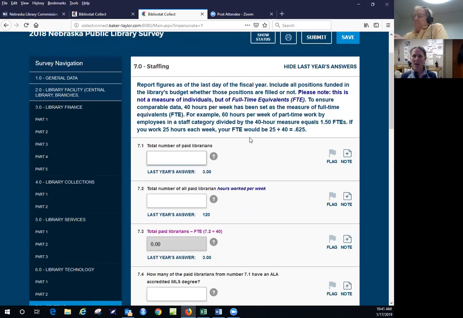Okay, so for staffing, last year we reworked this. On the prior 2 years ago and before that, we had you calculate the FTEs. And so this year we've reworked that so that Bibliostat does the math for us, which I think has been helpful, but it's been kind of a change.